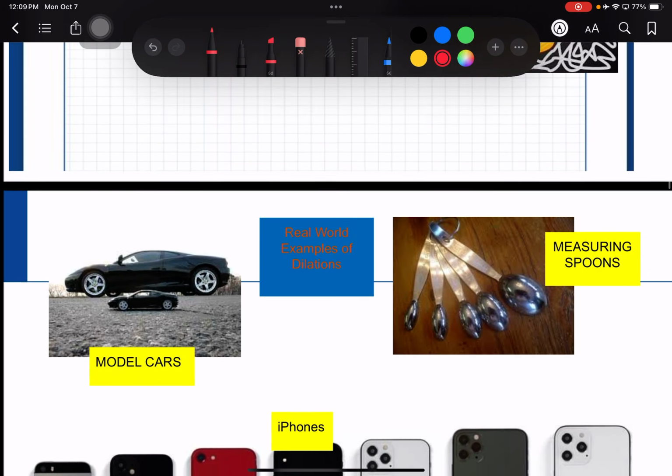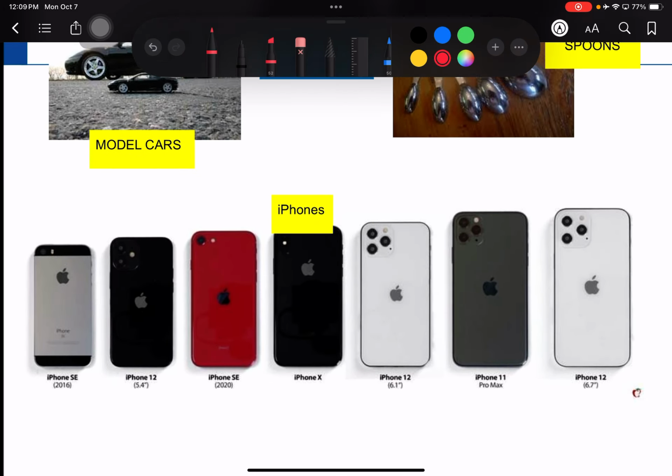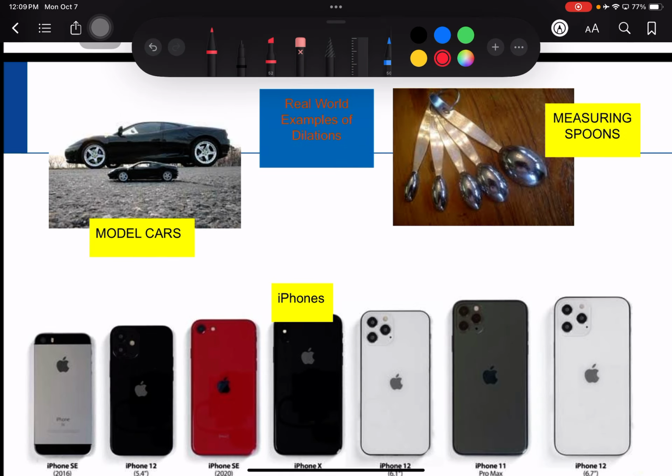So let's look at this situation here. At the bottom of your paper, you have 2 columns. One column asks you for the everyday examples. And on the other side, you're going to write why is it helpful. Out of the 3, you're going to pick 2 and tell me why it is helpful. We have model cars, we have measuring spoons, and we have iPhones. Put which real life example you can relate to, and on the right side, tell me why having this as a dilation is important. I'll give you 2 minutes. All right.